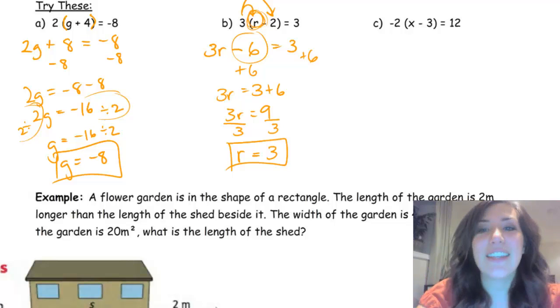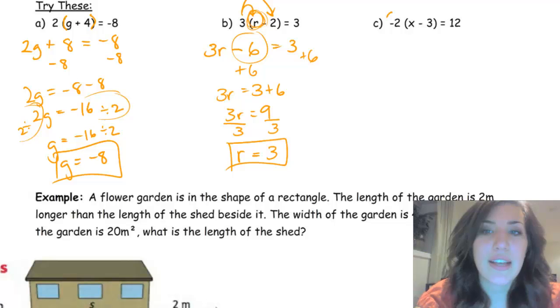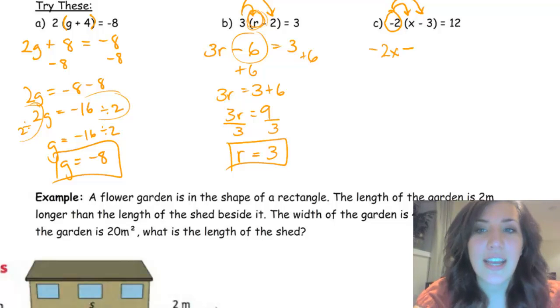Hooray! Last example. So this 2 has a negative. So we need to do negative 2 times the x and then negative 2 times the 3. So negative 2 times x is negative 2x. Negative 2 times 3 is negative 6. Right now we have minus negative 6, so you can do a fancy little plus positive 6 there.